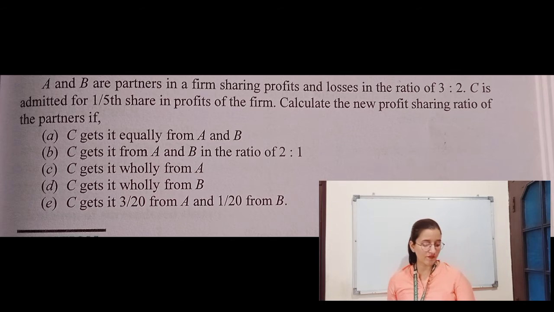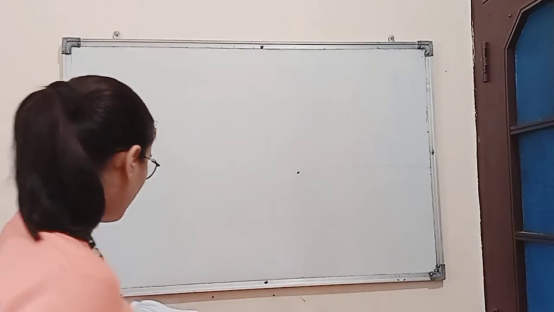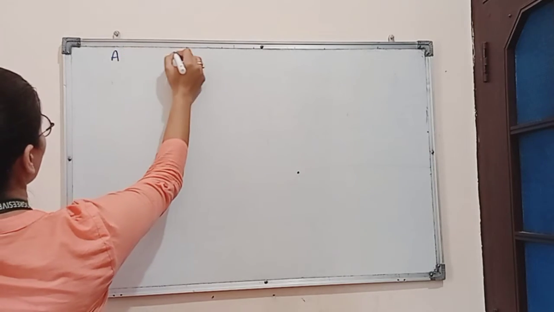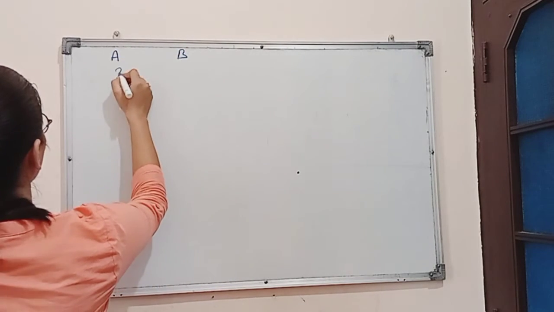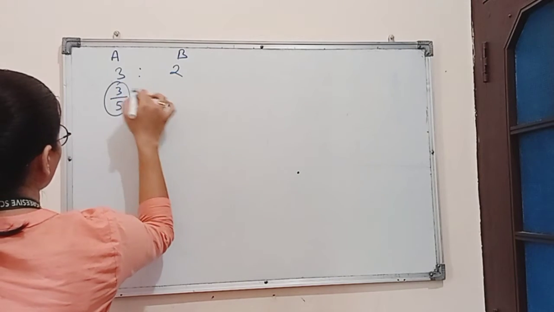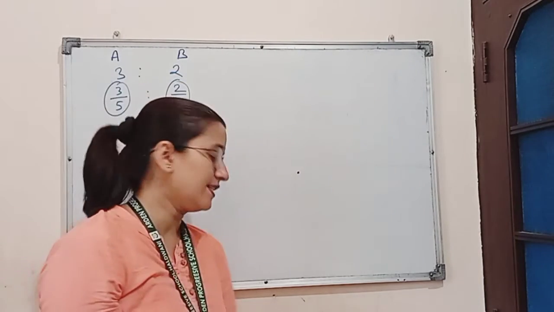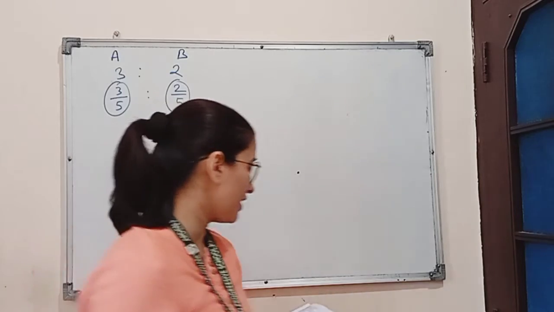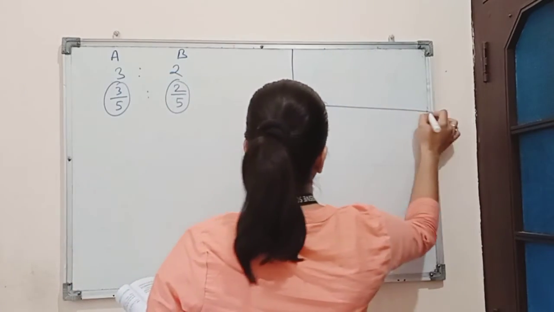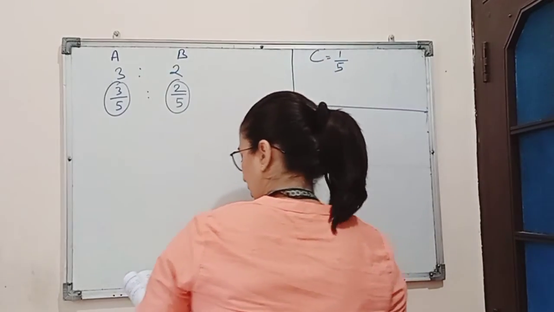So all the cases are given in the question. We have to find out the new profit sharing ratio of the partners by the following cases. So now coming to the solution part, we know in the question there are 2 partners A and B who are sharing the profits in the ratio 3:2. Which means the share of A is 3 by 5 and share of B is 2 by 5. Now, they decide to admit C for 1/5 share in the profits of the firm. C has been admitted in the firm with the share 1/5 of profit.